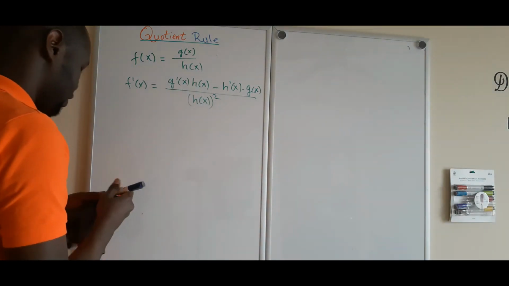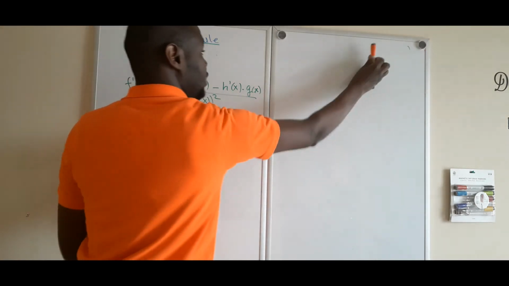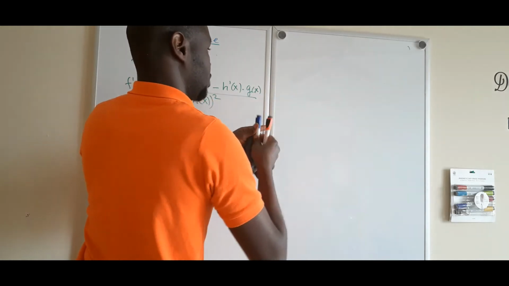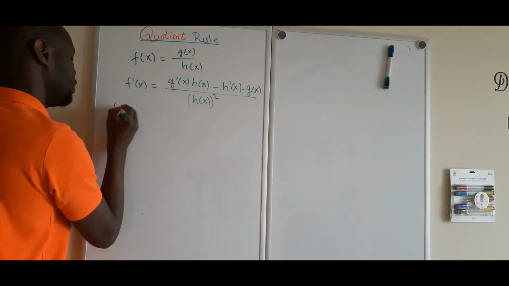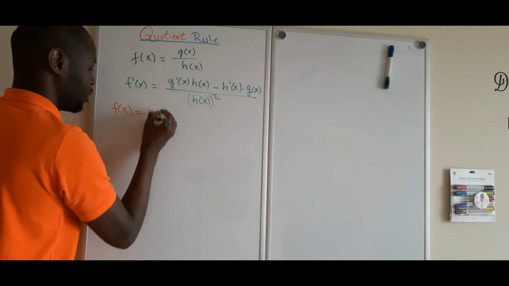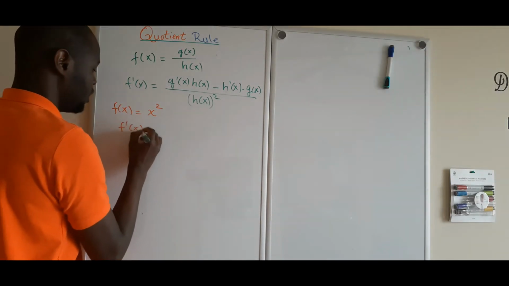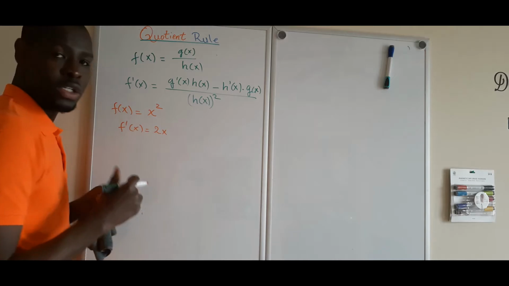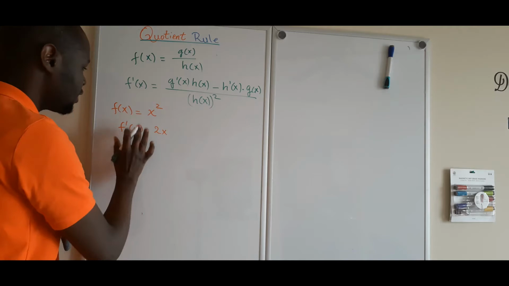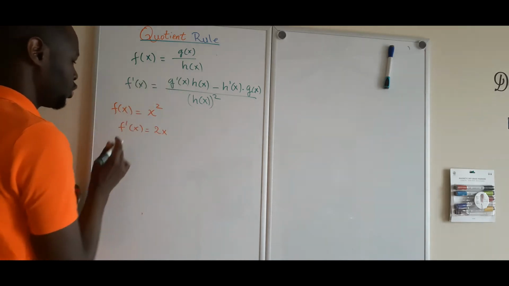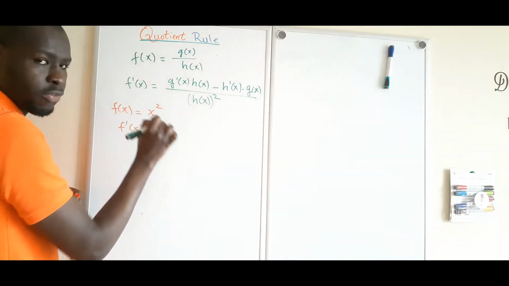Now, let's do one example. I will use the same function as I did for the previous videos. So we said f of x equals x squared, and we found f prime of x to be 2x using the power rule and also using the product rule. Now, let's do the same thing with the quotient rule.